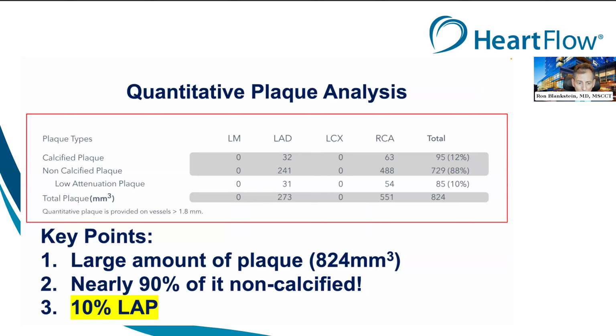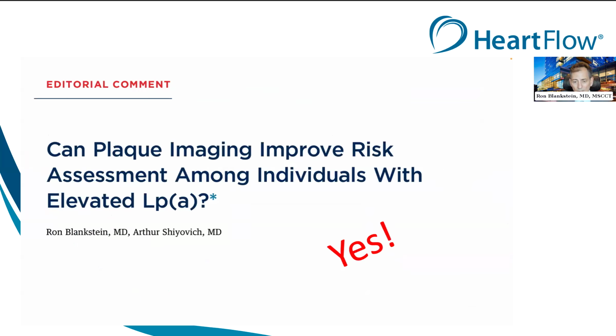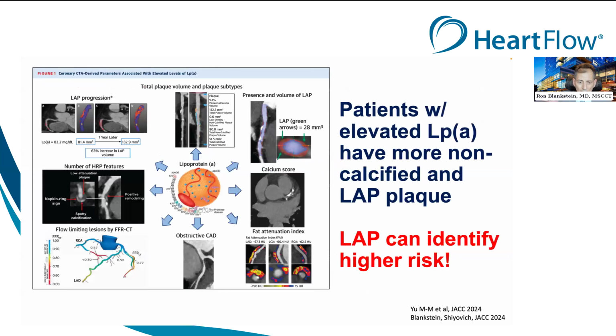So 10% low attenuation plaque, does that mean anything? And of course, I already hinted that that signifies a higher risk. But one of the big questions in cardiology, and I'm going to use lipoprotein A as a case point here, is can plaque imaging improve risk assessment? And specifically in patients with lipoprotein A, this is a very hot area now because there are therapies on the horizon.